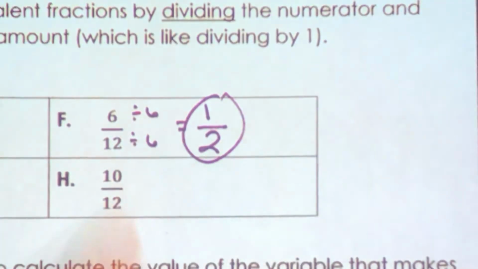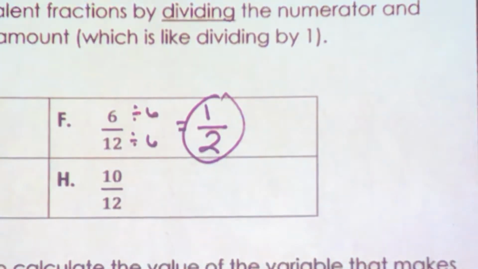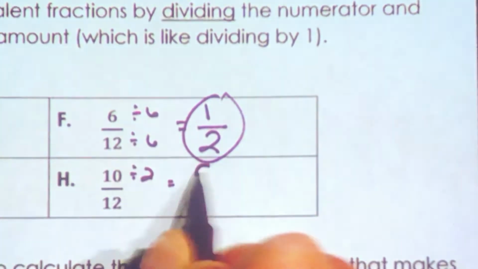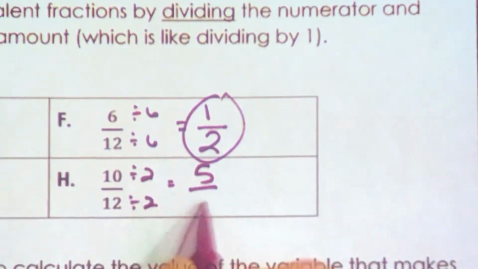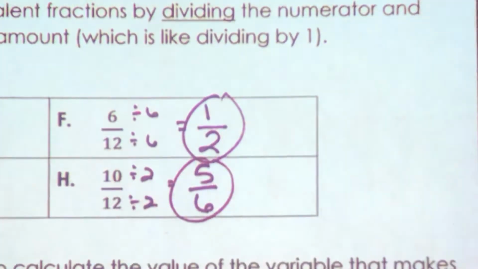Last but not least, in this example, I have 10/12. The largest number that would divide evenly into both 10 and 12 is 2. If they're both even, 2 will automatically go into both. But sometimes it's not the largest digit that will. In this case, it is. So 10 divided by 2, that's 5. 12 divided by 2, that's 6. So 5/6 is equivalent to 10/12. And that's how you can use division to create equivalent fractions.